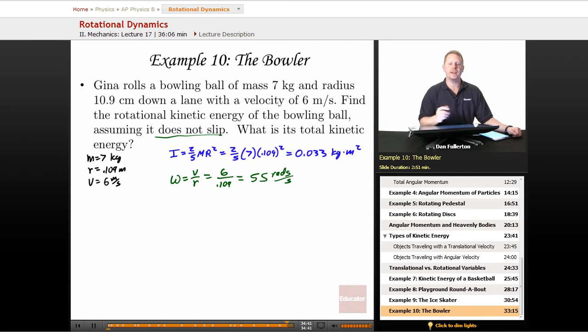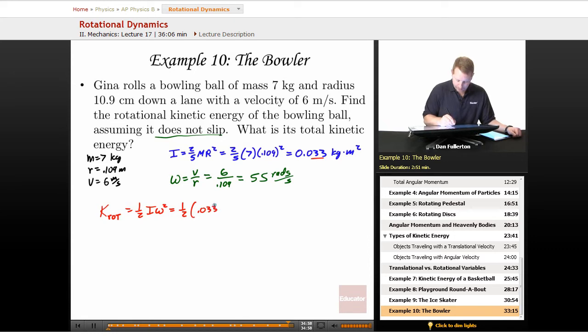Well, from here, let's find its rotational kinetic energy. Rotational kinetic energy is 1/2 I omega squared, or 1/2 times our I, 0.033 kilogram meters squared, times our angular velocity, 55 radians per second, squared, or about 50 joules.